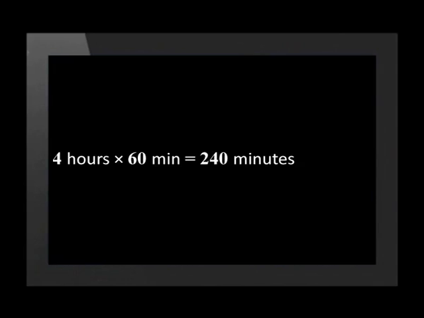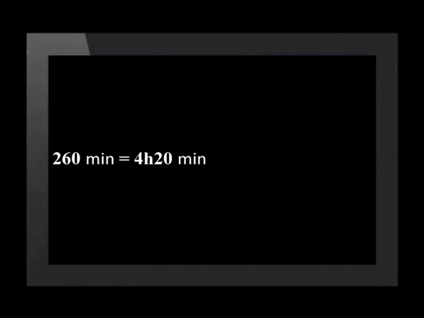Do you think that this is the final answer to the question? Not really, because the question asks for the answer in hours and minutes. One way to do this is to find the difference between 4 hours and 260 minutes. 4 hours is equal to 4 times 60 minutes. 260 minus 240 is 20 minutes. This means that 260 minutes is equal to 4 hours and 20 minutes.